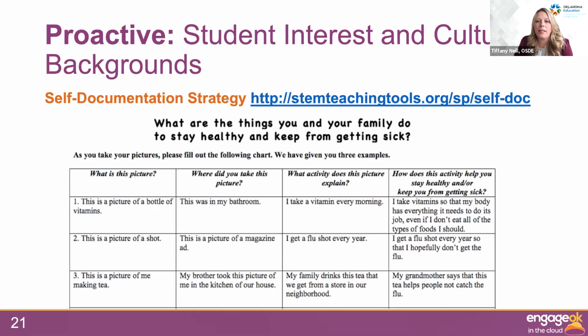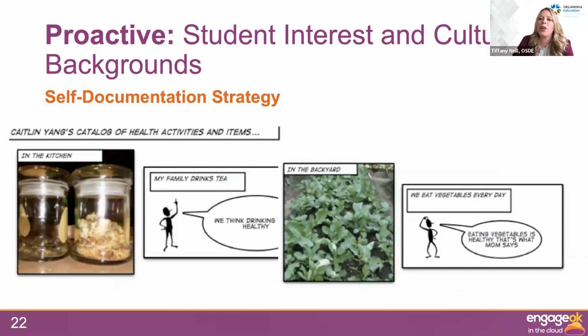And you get a sense of their culture and their background knowledge and their experiences as it relates to this topic. And when you start to get some of the pictures, you get further insights into the students' lives. So here we see Caitlin took a picture of the tea that her family drinks, and a little statement about why they think that this keeps them healthy. She also took pictures of some plants that are grown in their backyard that represent the healthy food that they ingest.